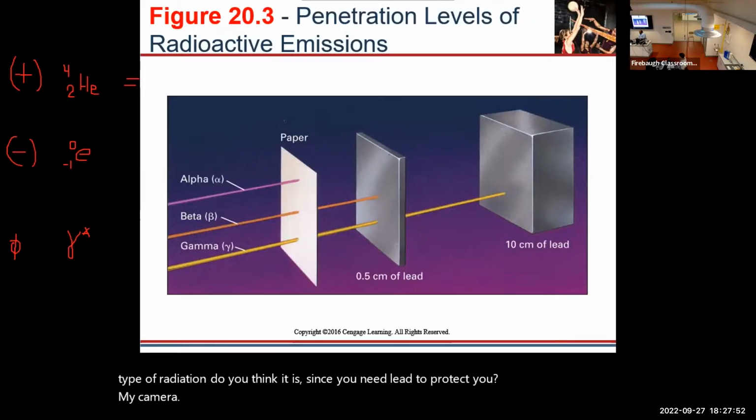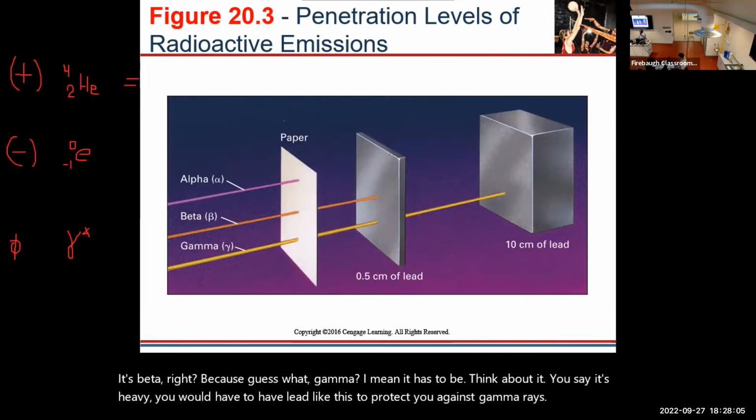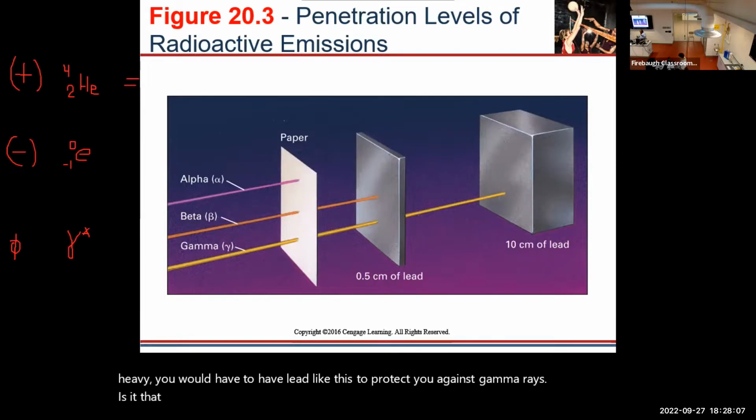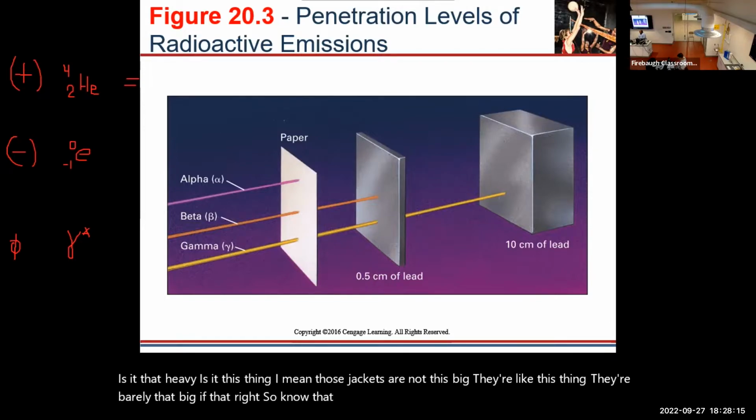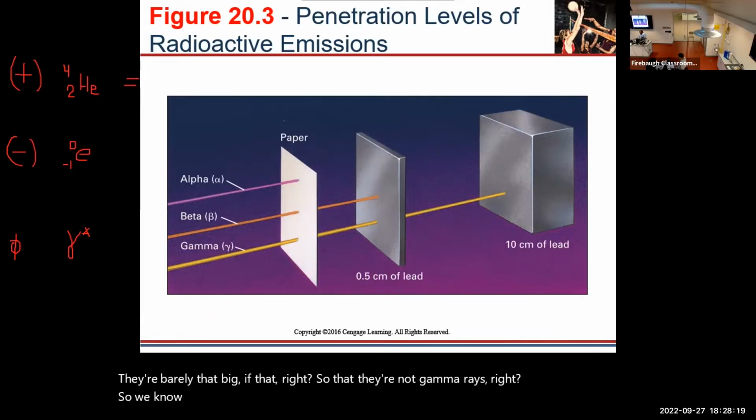Beta, right? Gamma, I mean, it has to be, think about it. If it's heavy, you have to have lead like this, technically. Is it that heavy? Those jackets are not this thick. They're barely that thick. So you know that they fall into the beta range. So we're going to X-ray stuff.